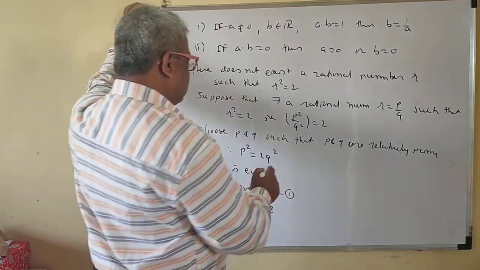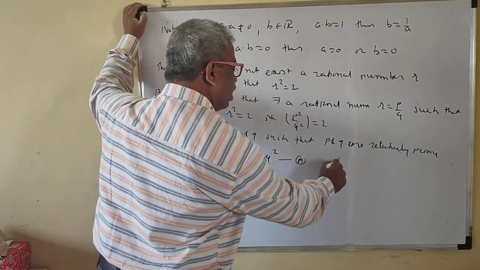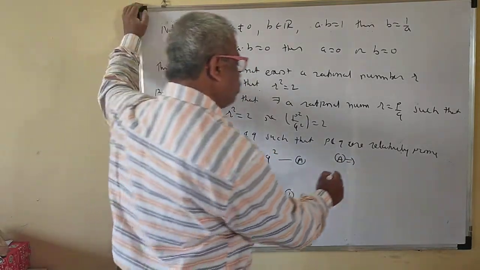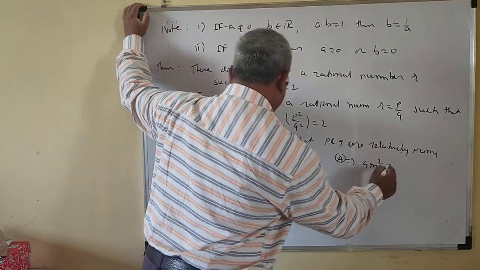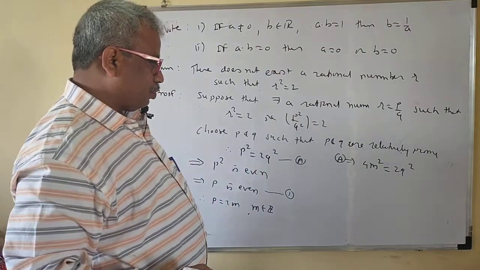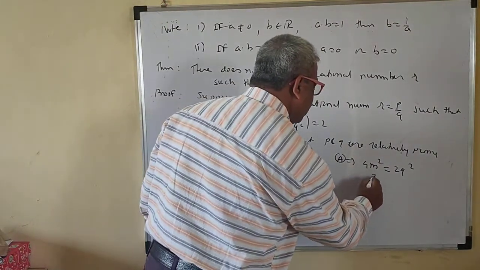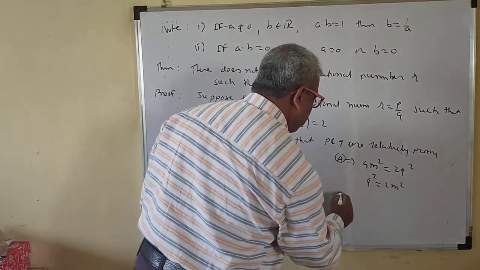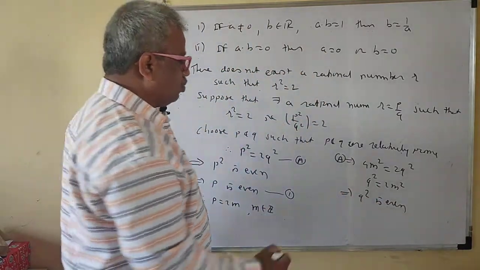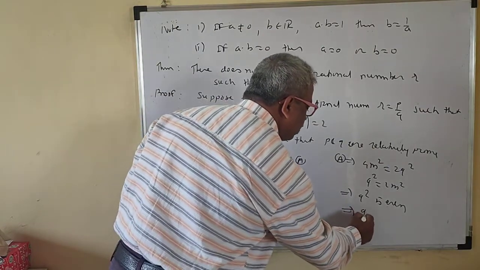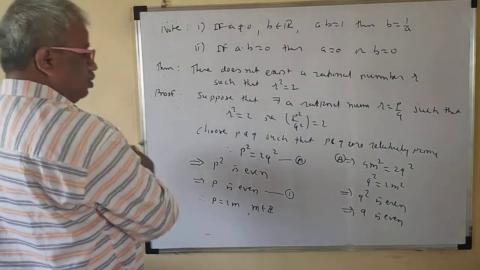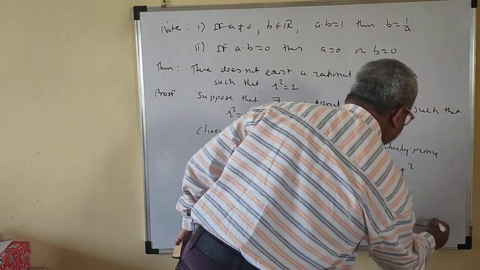So then P is equal to twice M. So this implies, substituting, 4M square is equal to twice Q square. Okay, so that means Q square is equal to twice M square. What does this imply then? Q square is even. So that means this Q square is even means Q is also even. Q is even. So I call this as 2 now.